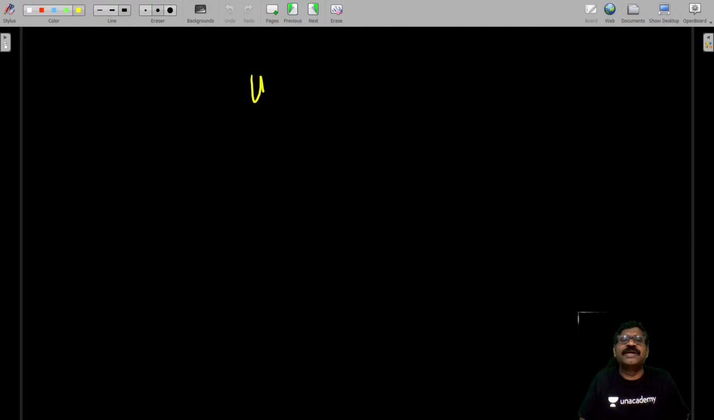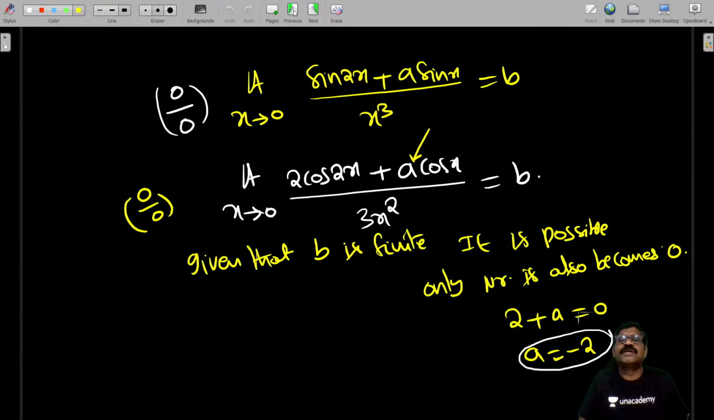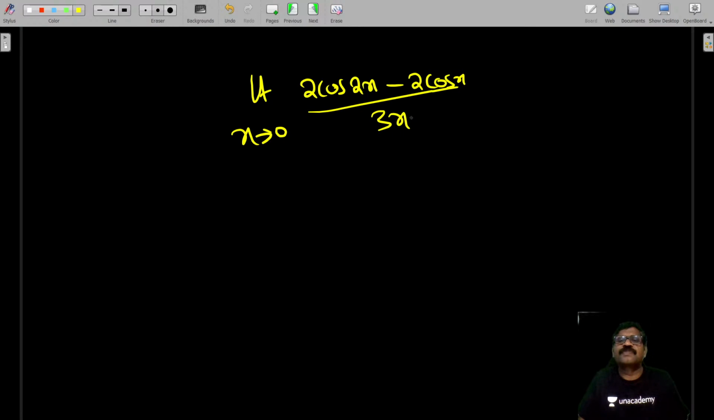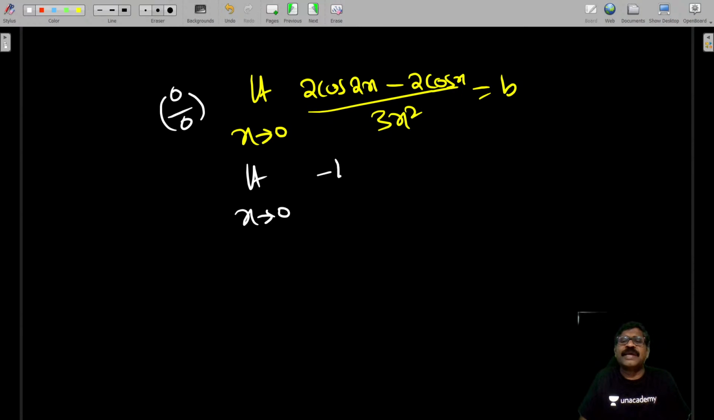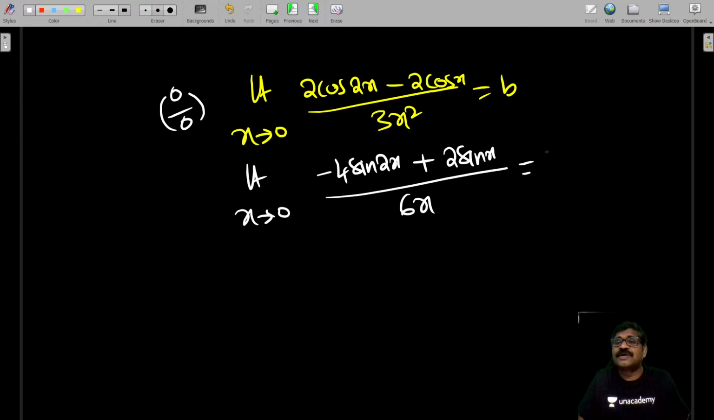Now, limit x tends to 0, 2 cos 2x minus 2 cos x by 3x square equal to b. It is in the form of 0 by 0. By applying L'Hospital rule, limit x tends to 0, minus 4 sin 2x plus 2 sin x by differentiation of 3x square, which is 6x, equal to b.